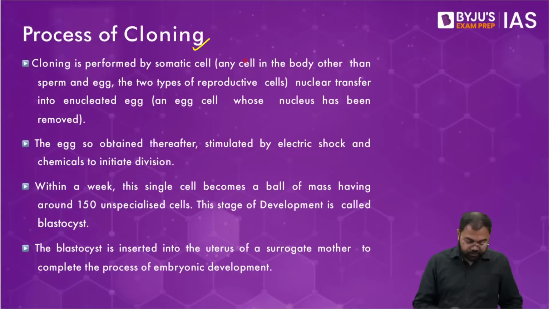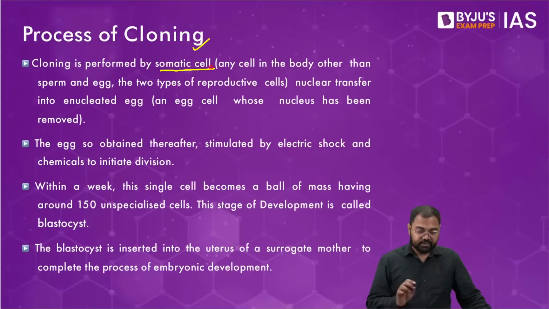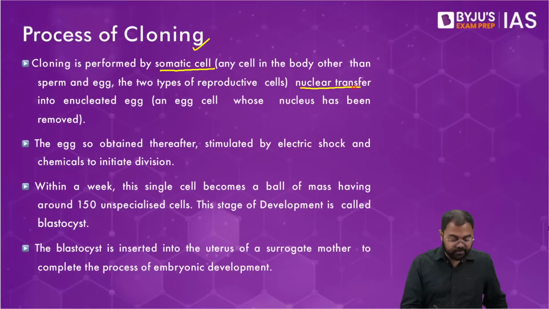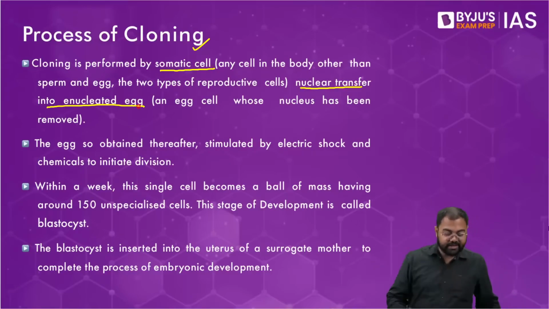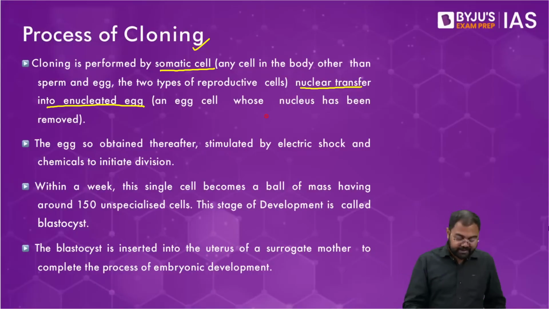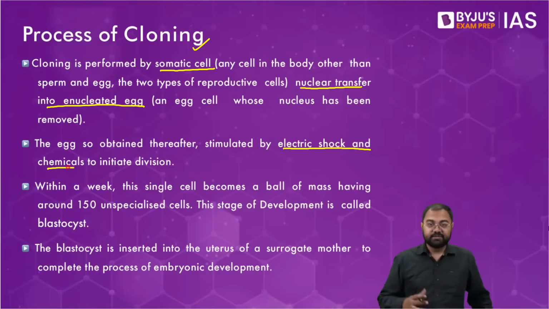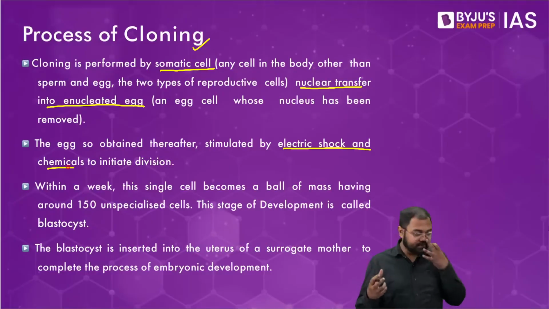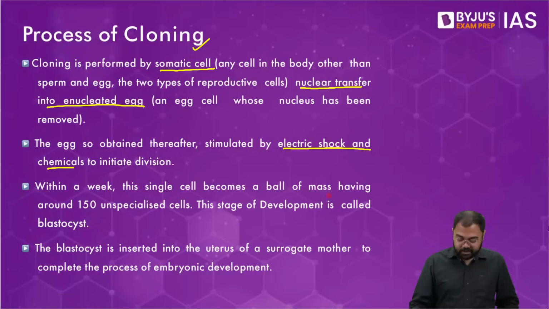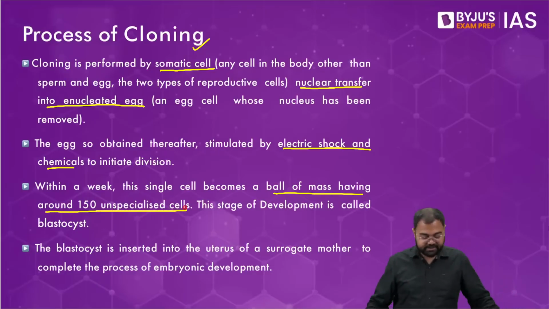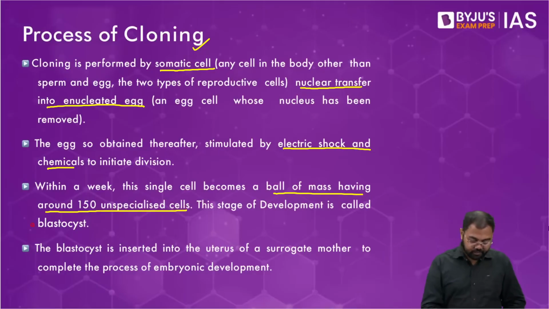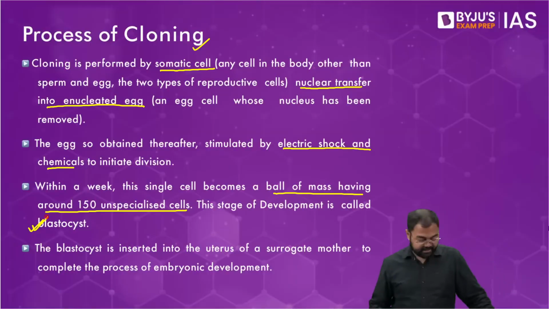So first and foremost, it will be provided with the help of somatic cells. From the somatic cells, the nucleus will be transferred into the enucleated egg cell, meaning the egg cell whose nucleus has been taken away. And then after that, it will be stimulated with the help of electric shock and chemicals. This is where cell division will start, and we'll see that a ball of mass having around 150 undifferentiated cells will be produced. This stage is called blastocyst, right?